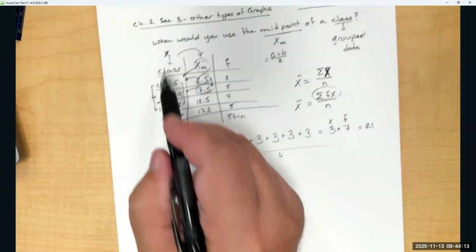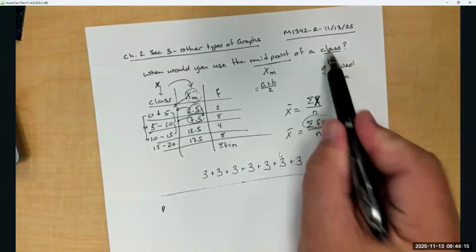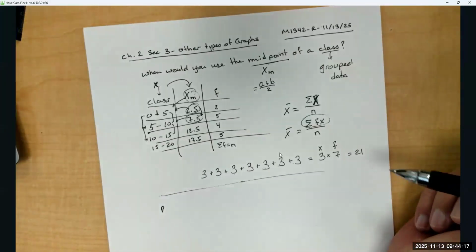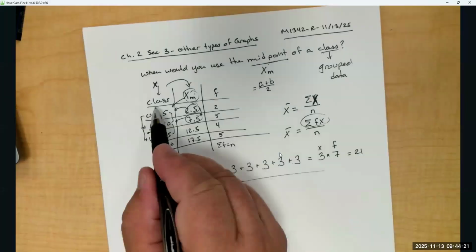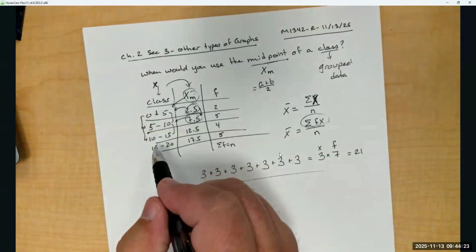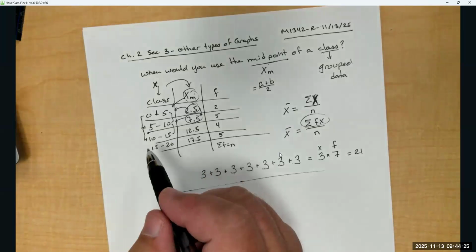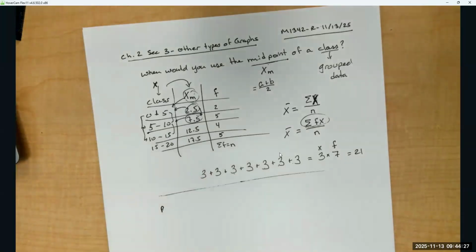It still hadn't answered the question. When would you use a midpoint in the class? You'd use it to be able to do any calculations, because you cannot use a class for anything except finding the mode. Then the reference to the modal class.